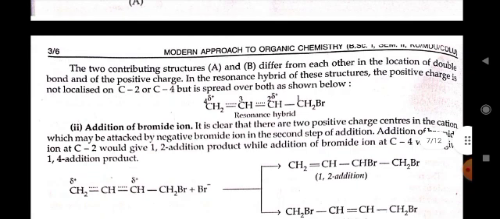The two contributing structures A and B differ from each other in the location of the double bond and of the positive charge. In the resonance hybrid of these structures, the positive charge is not localized on carbon 2 or carbon 4 but is spread over both, as shown below.